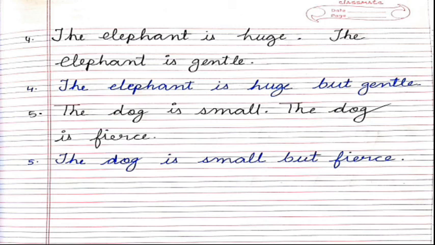See the last one. The dog is small. The dog is fierce. What is the meaning of fierce? Fierce means aggressive. Okay? One who gets angry very easily. So here, two opposite qualities of the dog are being shown. That is why we are going to use the joining word but. The dog is small but fierce. Okay? So do the work as told.